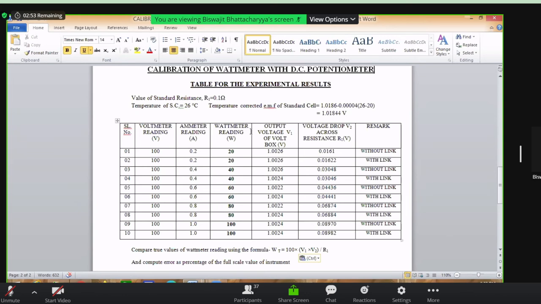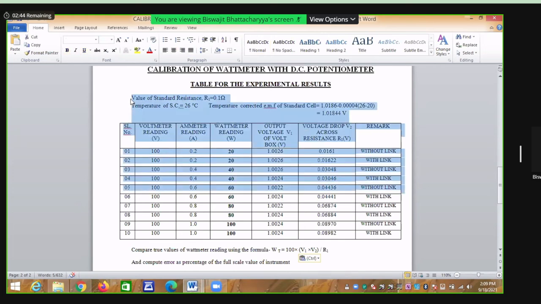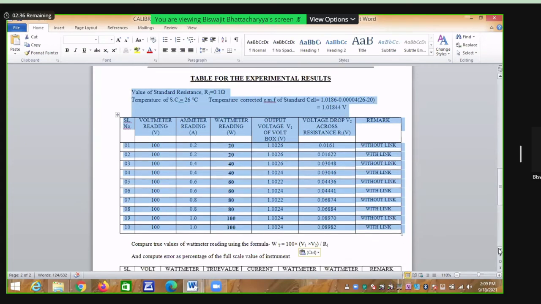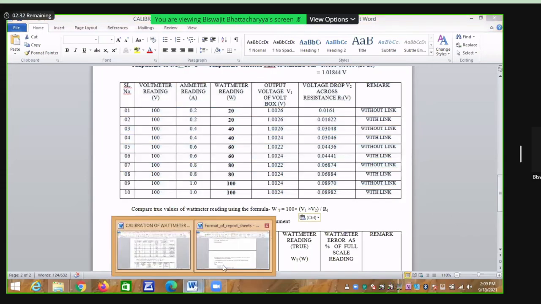So now you can just write this. This is the table for the experimental result. You have to write the entire thing in the experimental result. Okay. So up to this is your experimental result. Clear? So you have done it.